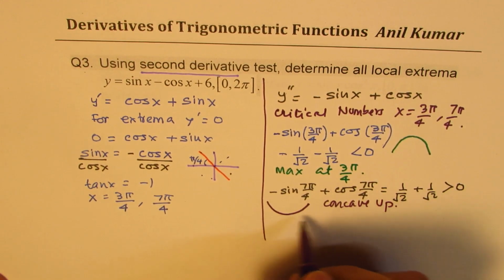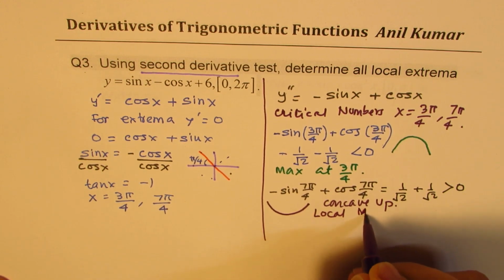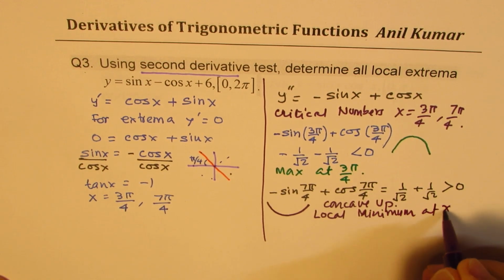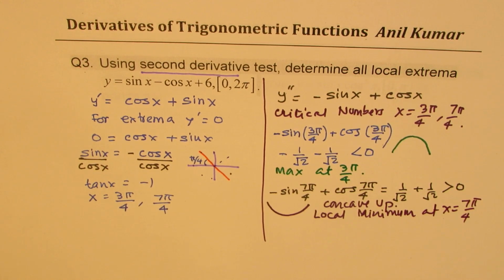So what do we have here? We have a local minimum, right? At x equals 7 pi by 4. Is that clear to you? So that is how you're going to solve and explain your answer for question number 3. So I hope the concept is absolutely clear. Let's move on and take up question number 4 now.